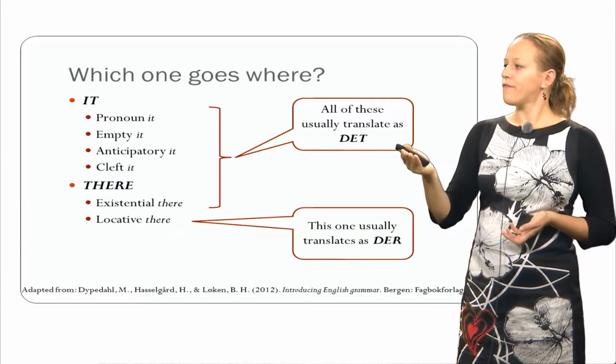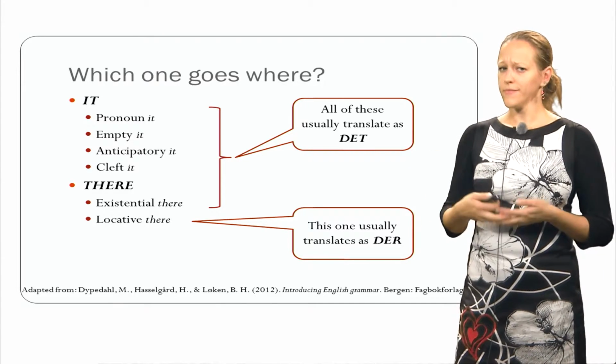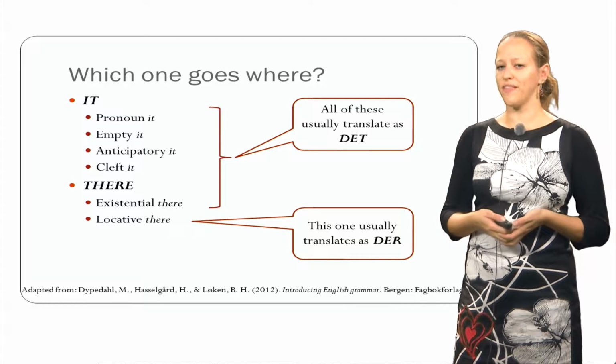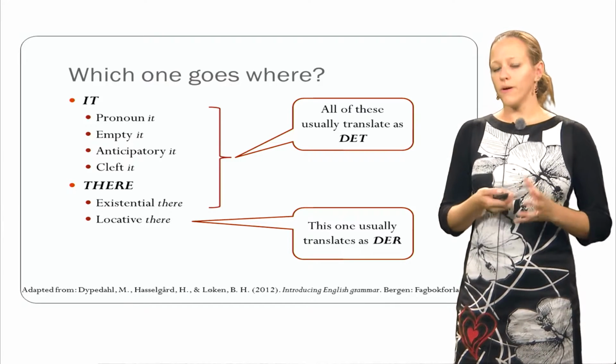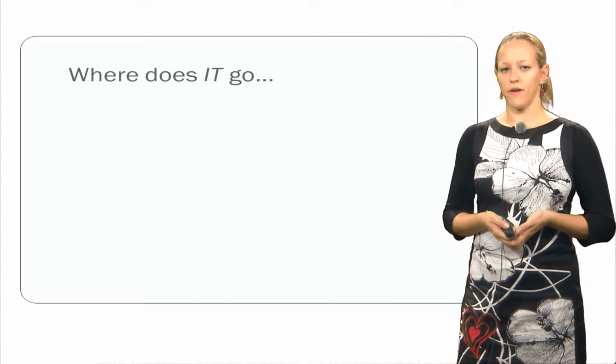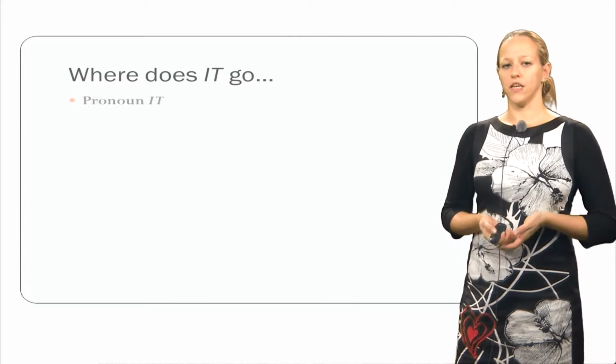So you can see that you have 5 things to choose from. Some of them should be it, some of them should be there, and in Norwegian it will still be only det. So you need to know which one goes where in order to do it correctly. So where does it go?